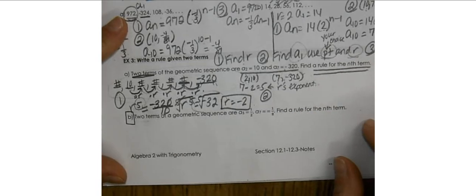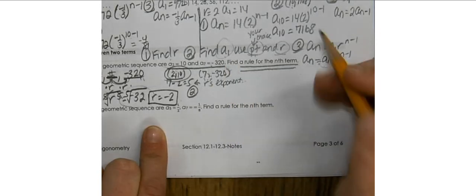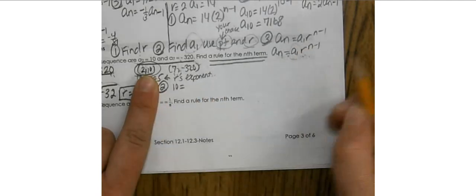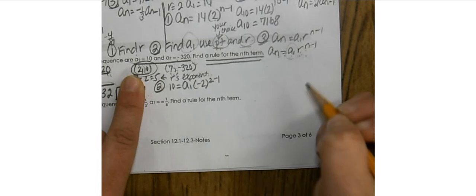So this is step number 1. We identified what our r value was. Let's go ahead and do step number 2. Step number 2 is where we want to find our first term. So I need to pick a point, and the point that sings to my heart is (2, 10), because I think (7, negative 320) is a little big. And I'm going to work with my r value and plug those values into my formula. So my a sub n is going to be 10, and that's going to be equal to a sub 1, which is what I want to find, times my r value, which is negative 2, raised to the nth power, n, which is 2 minus 1.